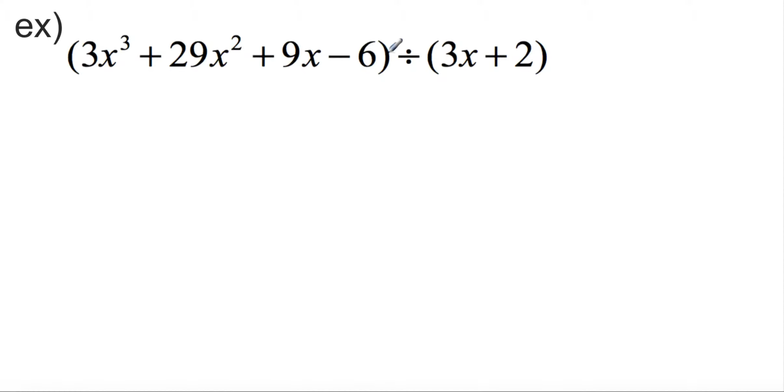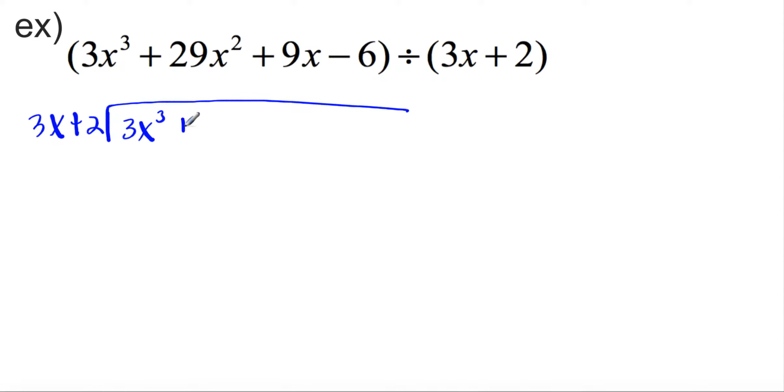Well, if it's not a monomial, we're going to have to do a little bit more work. Here we have the quantity 3x cubed plus 29x squared plus 9x minus 6, all divided by the quantity 3x plus 2. Because we're dividing by a binomial, or if you're dividing by anything other than a monomial, we're going to use long division. So to set this up for long division, this would look like 3x plus 2 goes into 3x cubed plus 29x squared plus 9x minus 6.